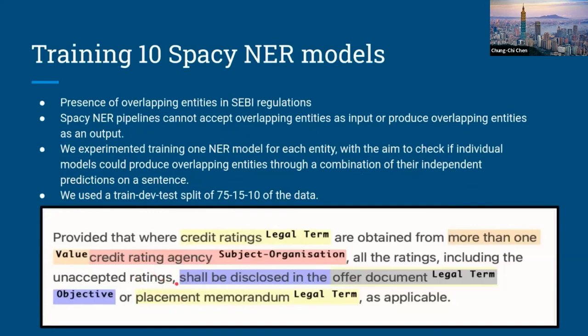Named entity recognition in SEBI regulations is a challenging task because of the presence of overlapping entities. For example, here, "where shall be disclosed in the offer document" is an objective, but the offer document itself is a legal term. Detecting these kinds of overlapping entities is quite important, and we built a spaCy NER pipeline where we experimented with training one NER model for each entity, to check if individual models could produce overlapping entities through a combination of their independent predictions.